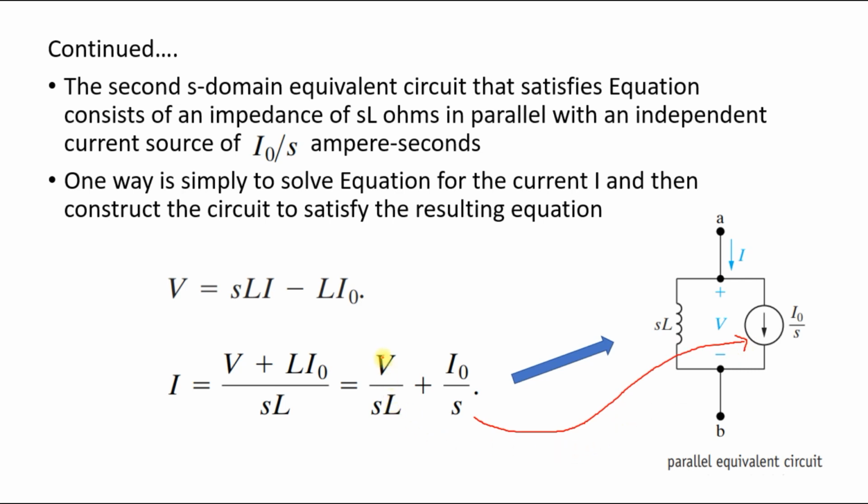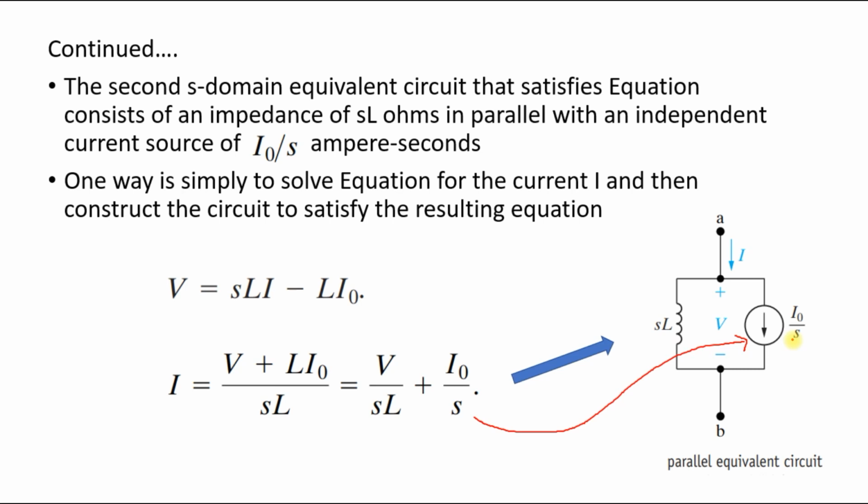And V divided by SL is nothing but the current through the inductor, which is connected in parallel, so it is given like this. SL is nothing but the impedance of the inductor, and V is nothing but the voltage across the inductor. So the total current is divided into two parts: V divided by SL plus I naught divided by S. So therefore my inductor is replaced by two circuits.